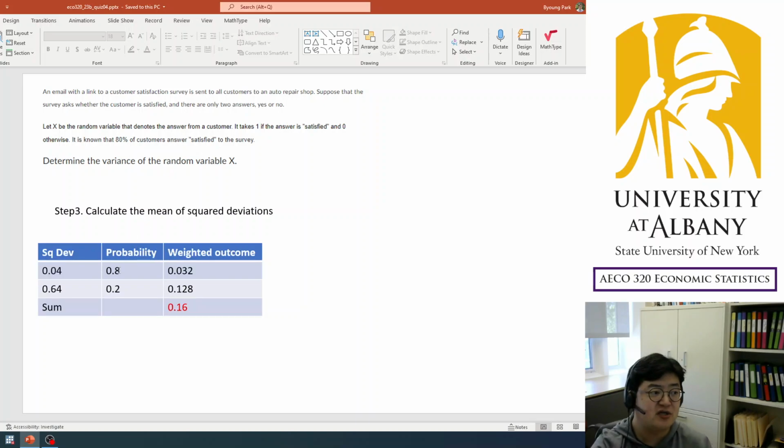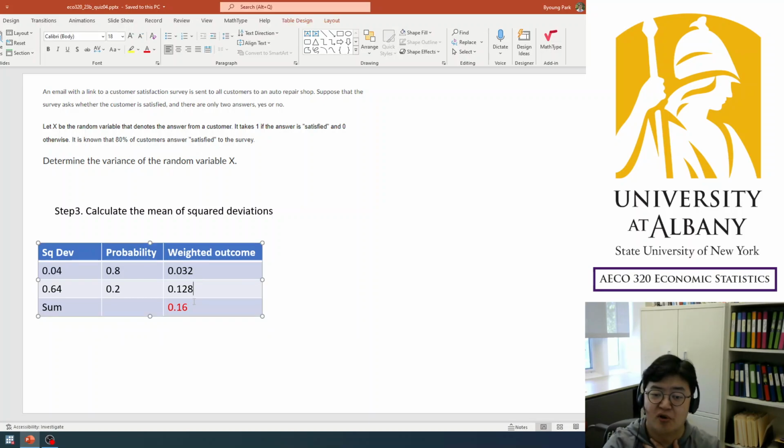And you know what to do in the next step. Calculate the mean of the squared deviations, using the probability. So 0.04 happens with probability 0.8 because this squared deviation comes from the customers who are satisfied, and that probability is 80%. So you multiply them, and the weighted outcome is 0.032. And the squared deviation 0.64 happens with 20%, so their product is 0.128. Add these two numbers, then you get the variance. The variance is 0.16. Okay, so this is it.